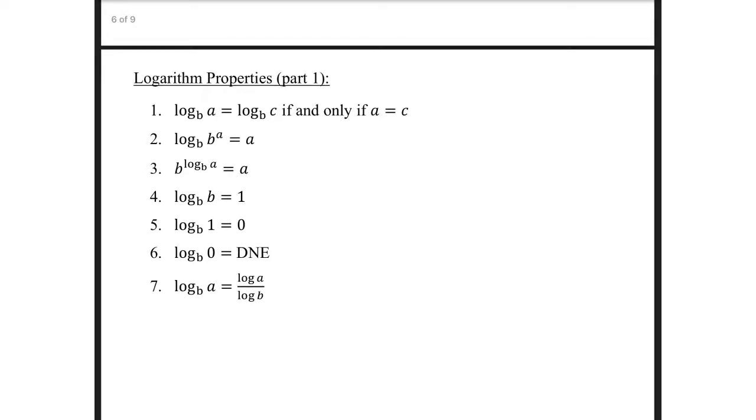All right, so let's take a look at these rules here. We've got 7 rules listed. The first rule pretty much tells us when the bases are the same and you have an equation, the arguments are also the same. This is a very useful rule when we're solving equations, especially examples where we condense or expand logs. So for example, for number 1, this can definitely be used, and it will be used for a problem like this.